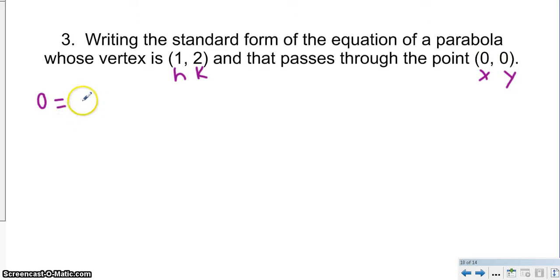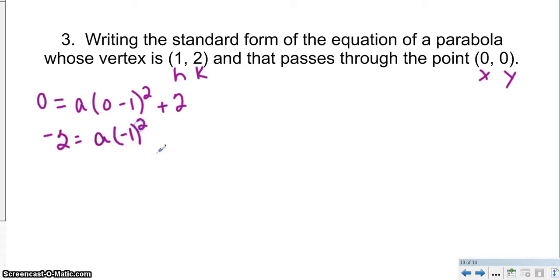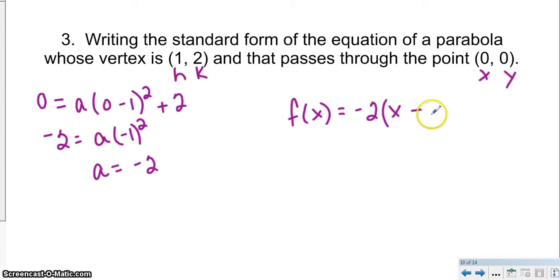So 0 equals a times x, which is 0, minus h squared plus k. So I'm moving that 2 over, so it becomes negative 2 equals a times negative 1 squared. Negative 1 squared is just 1, so basically a is just a negative 2. So that means if I were to write this in vertex form, it would be f of x equals negative 2 times x minus 1 squared plus 2. This is me just filling in a, h, and k.